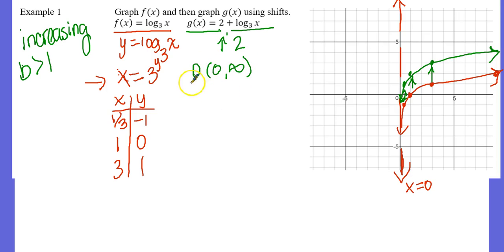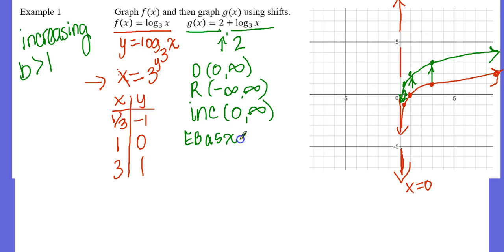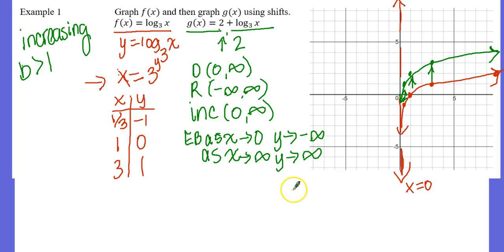0 to infinity. Give me the range of my shift. Unrestricted. Increasing or decreasing? Increasing. On what interval? 0 to infinity. Reading it left to right, it's rising all the time from 0 to infinity. Let's do its end behaviors. As x approaches, on the left, what's x approaching? 0. What's my y approaching? Down forever. You got it. And as x approaches positive infinity, my y is going up to infinity.